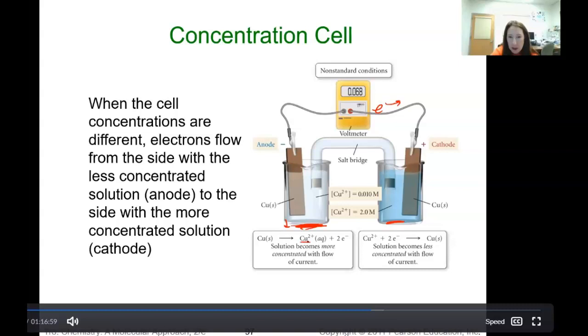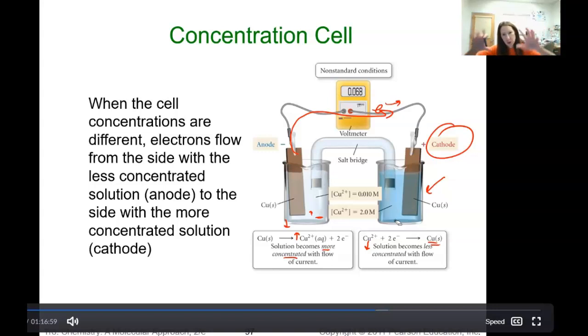This one is less concentrated than this side. If this one goes over to Cu2+, it's going to increase the concentration of Cu2+ in solution, whereas this one over here is going to take the Cu2+ out of solution to make Cu solid. So as the electrons flow over, this one becomes more concentrated, increasing the concentration of Cu2+. At our cathode, the reduction reaction, the concentration is decreasing because it's making more Cu solid. It's like a Le Chatelier's problem, just in two pieces. In general, when the concentrations are different, the electrons will always flow from the less concentrated to the more concentrated side.